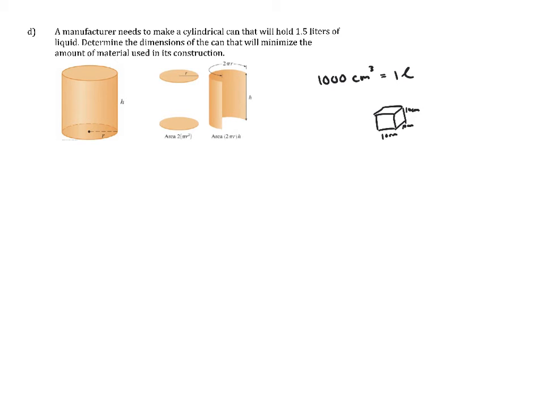A manufacturer needs to make a cylindrical can that will hold 1.5 liters. In other words, that is equal to 1,500 cubic centimeters of liquid. Determine the dimensions of the can that will minimize the amount of material used in its construction. Okay, determine the dimensions of the can that will minimize the amount of material used in its construction.